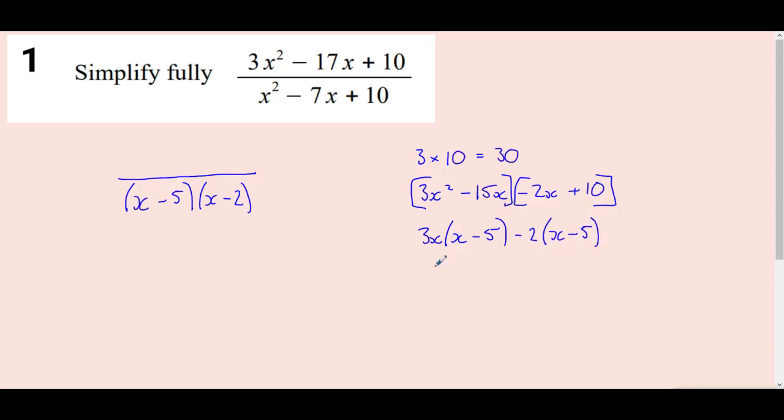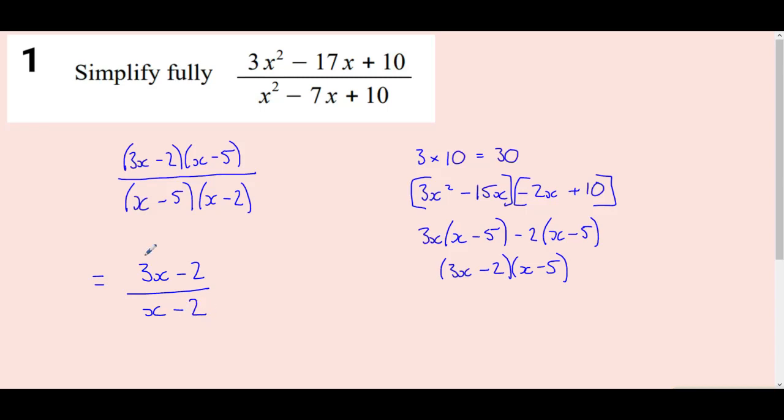So my full factorization is 3x subtract 2, x subtract 5. That's my numerator. So I've got 3x subtract 2, x subtract 5. I've got x subtract 5 as part of my numerator and denominator, so I can divide through by x subtract 5, giving me a final answer of 3x subtract 2 over x subtract 2.